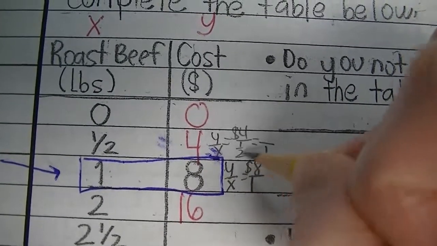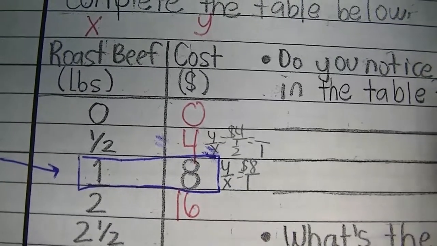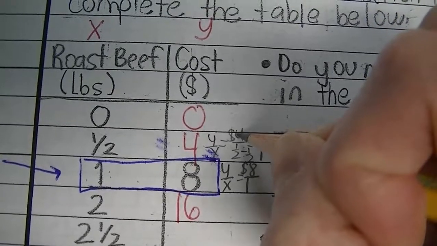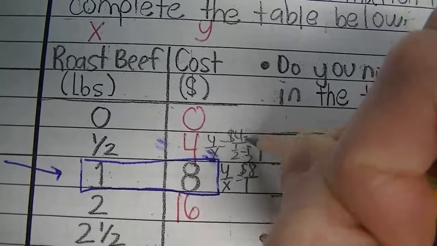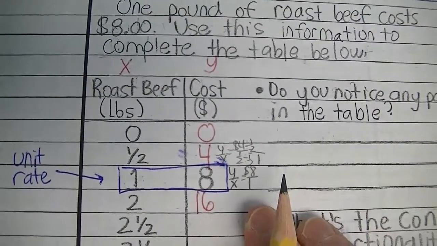So how do I get from 1/2 to 1 using multiplication or division? Well, 1/2 divided by 1/2 is 1. Okay, so I have to go 4 divided by 1/2. And if you're like, well, how did she get 8? Let me go ahead and show you off to the side. Okay, 4 divided by 1/2.